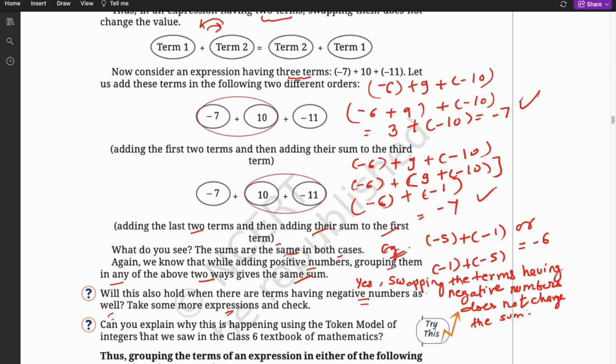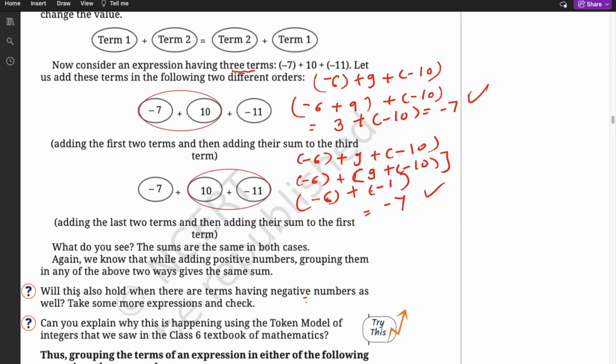Next question is, can you explain why this is happening using the token model of integers that we saw in class 6 textbook of mathematics? Why this is happening ये बताना है. Will this also hold when there are terms having negative numbers as well? Negative numbers हैं, so will this hold? Take some more expressions and check.